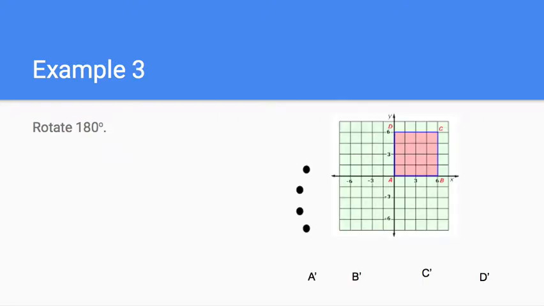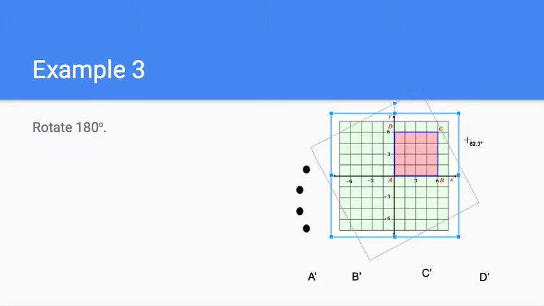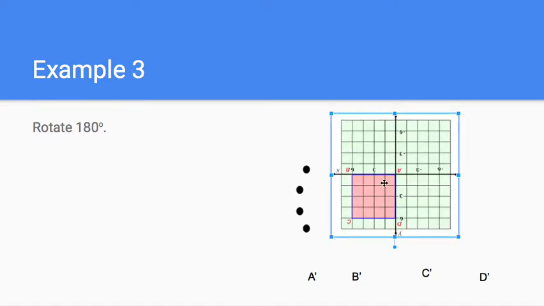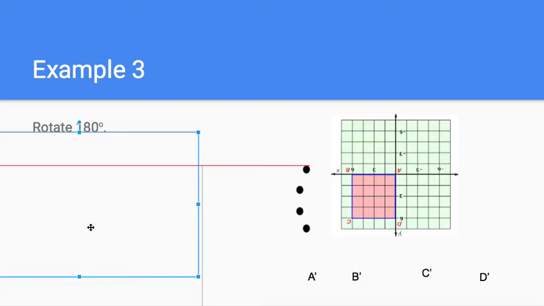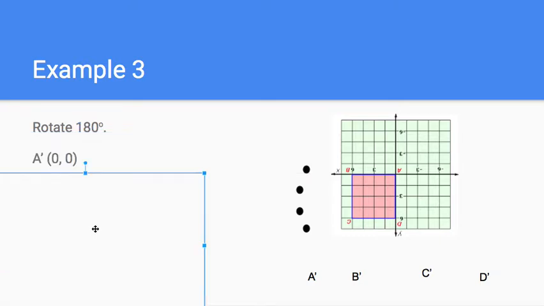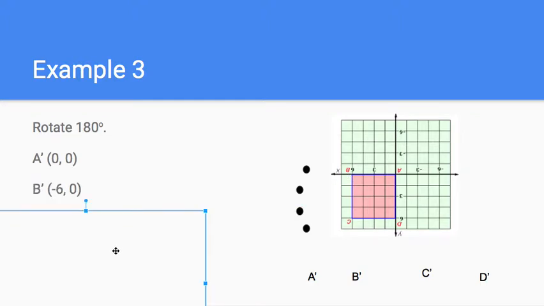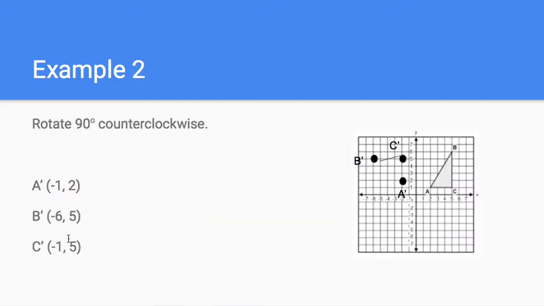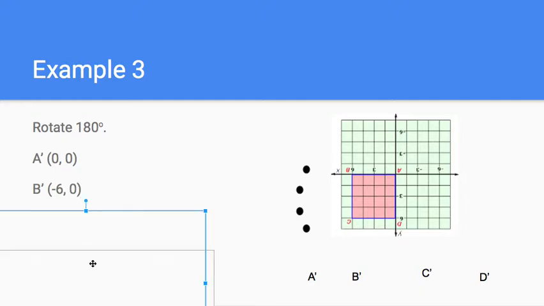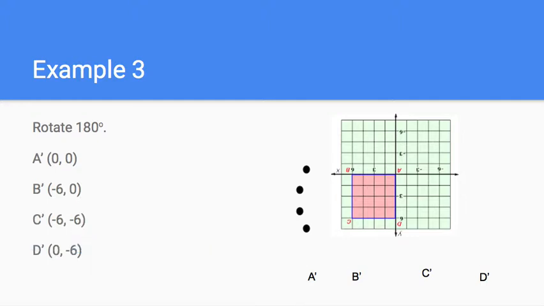Okay, so here's my last one. I want to rotate 180 degrees. So same thing as before. I take my figure and rotate it a full 180. So now I record my points. A is at the origin, 0, 0. B is at -6, 0. C is at -6, -6, and D is at 0, -6. And I realize this is only 4 lines, but if you look at the numbers, it's 6. I don't know why. It is.